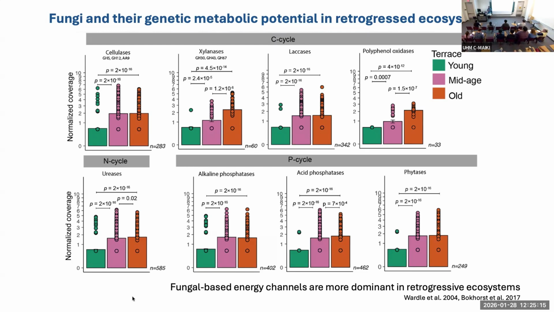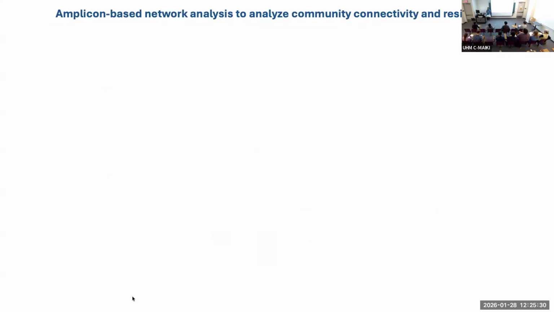Well, because you have a lot of data, you try to get everything you can out of it. And then you get to know really cool people that will teach you how to do network analysis. You have her here. So we decided to also do network analysis to analyze community connectivity and resilience or robustness. So we did amplicon sequencing for all potential markers that we had, and we created massive networks for each terrace.